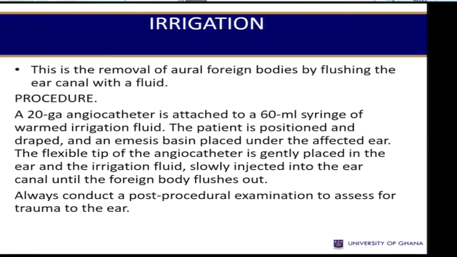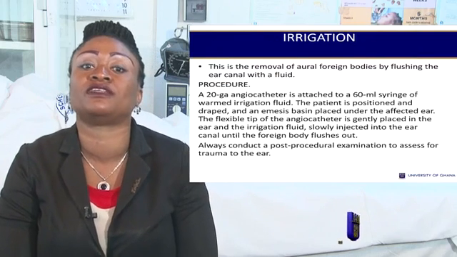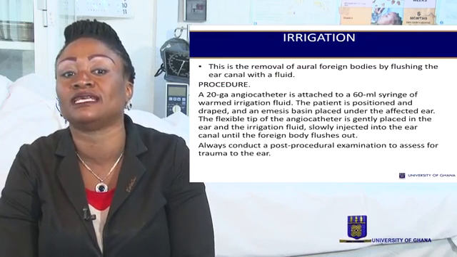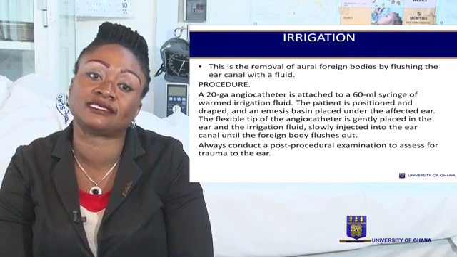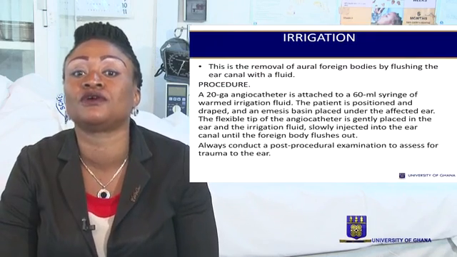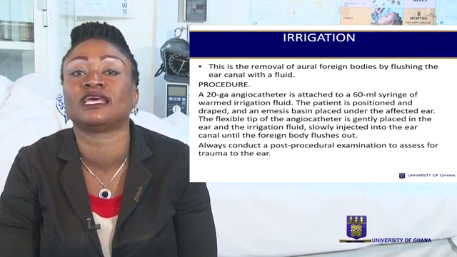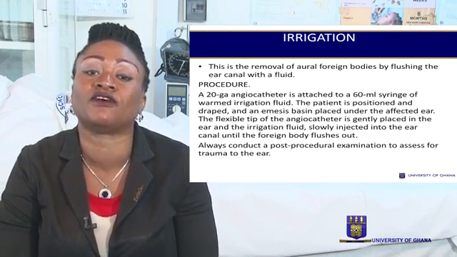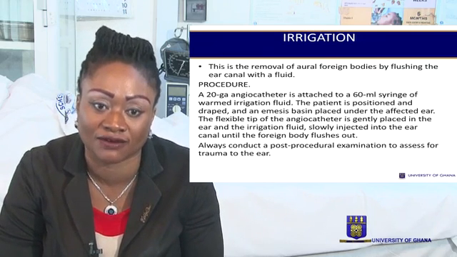Irrigation is the removal of the foreign body by flushing the ear canal with fluid. So a 20 gauge angiocatheter is attached to a 60 ml syringe of warmed irrigation fluid. The patient is draped and an emesis basin is placed under the affected ear. The flexible tip of this angiocatheter is gently placed in the ear, and then this irrigation fluid is slowly injected into the ear canal until the foreign body flushes out.